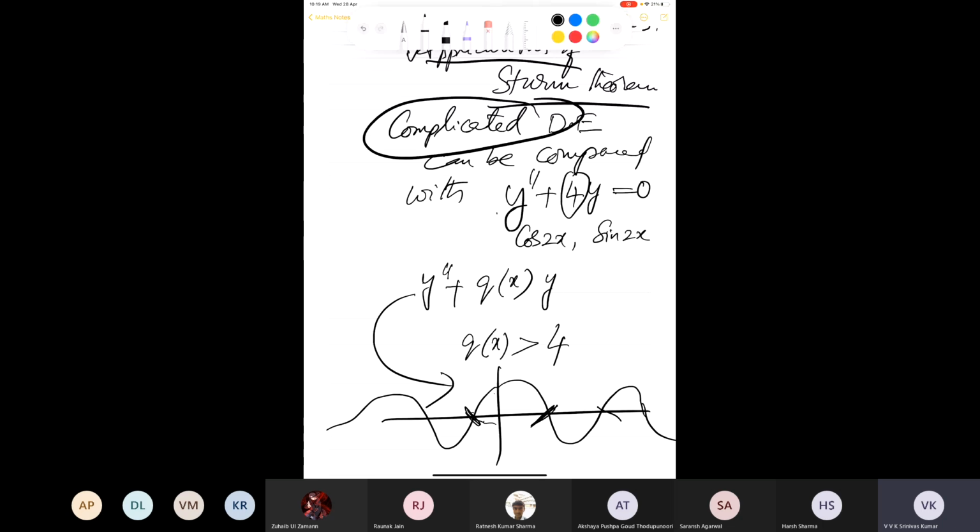We can compare without solving. We don't have to solve. Sometimes it is not possible to solve the complicated differential equations, but at least we can have an idea of the zeros. When we know the zeros, then we can understand whether it is above the x-axis or below the x-axis. So at least we can have an idea about the zeros of the solutions, the oscillations of the solutions. This is the application of Sturm's comparison theorems.